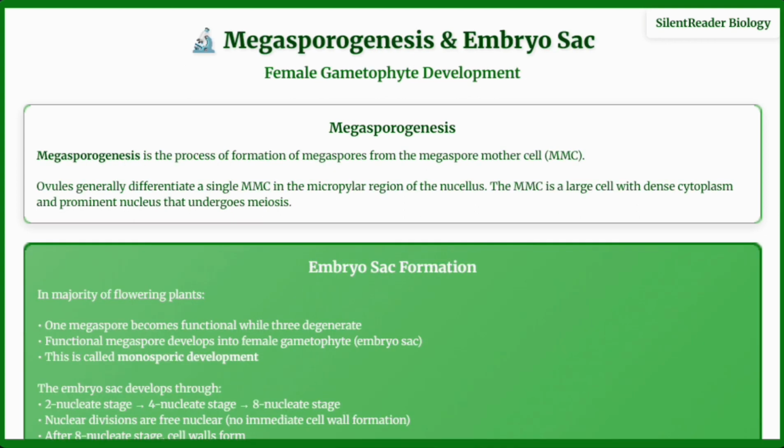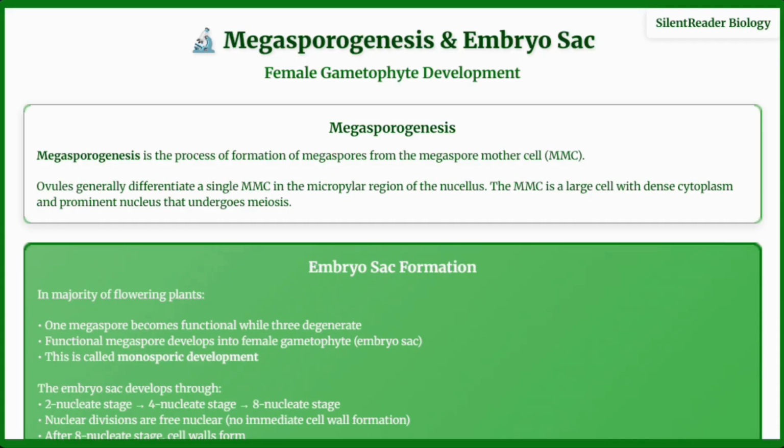Let's explore megasporogenesis and embryo sac development in detail. Megasporogenesis is the process where megaspores form from the megaspore mother cell. Ovules generally differentiate a single megaspore mother cell in the micropylar region of the nucellus. This MMC is a large cell containing dense cytoplasm and a prominent nucleus that undergoes meiosis. In the majority of flowering plants, one of the resulting megaspores becomes functional while the other three degenerate.